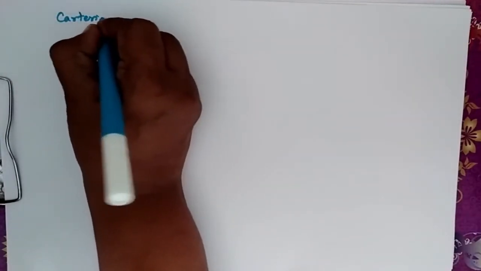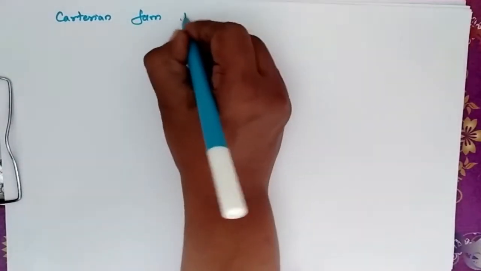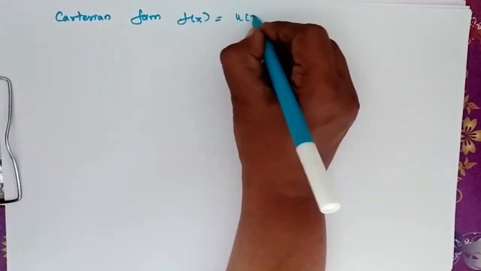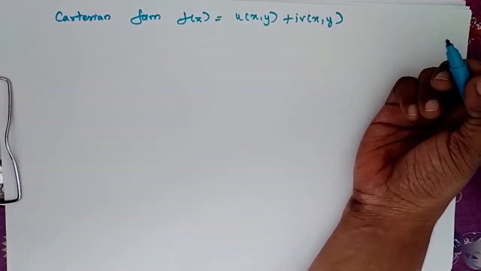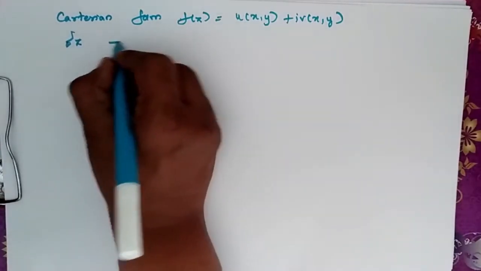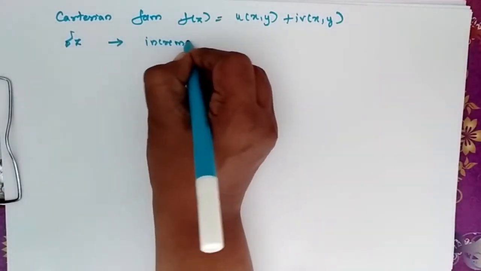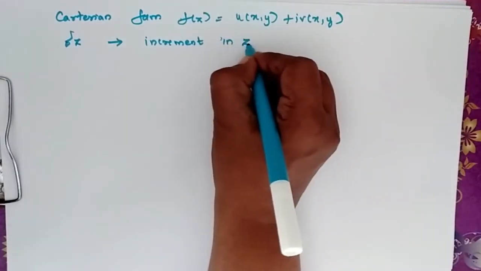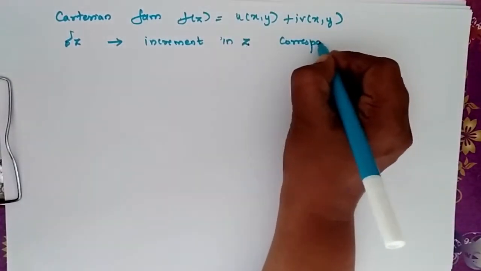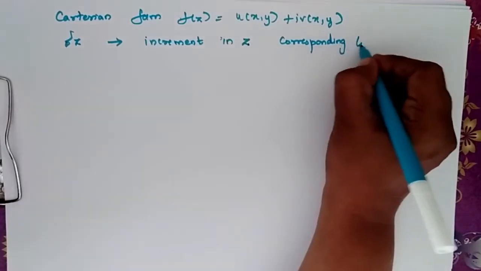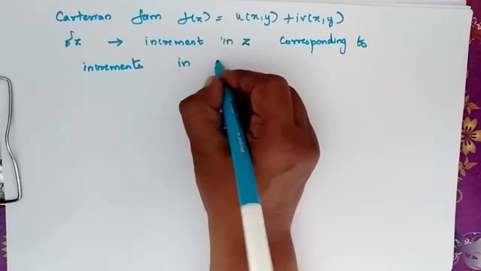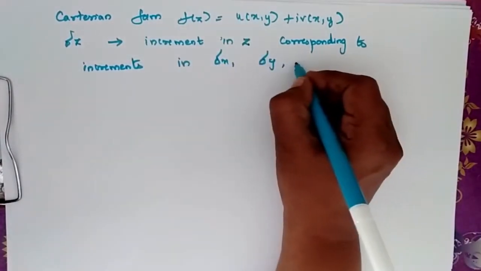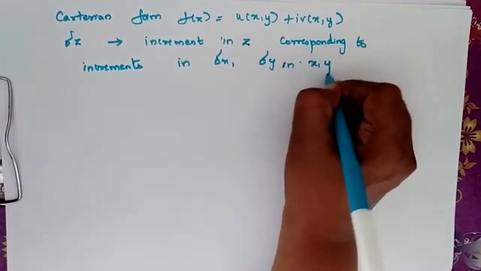Now the Cartesian form of f of z is u of x comma y plus i into v of x comma y. Here delta z is the increment in z corresponding to increments delta x, delta y in x and y.